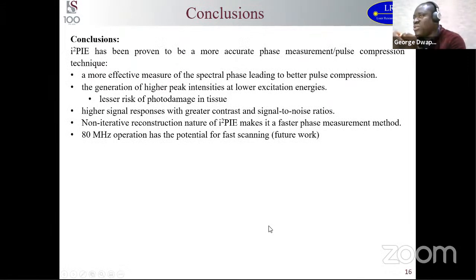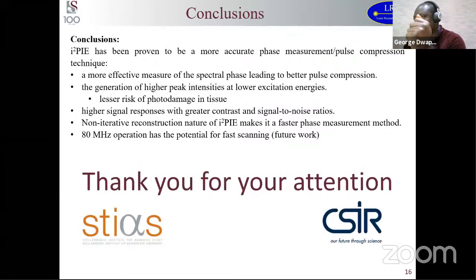So from this, you see that the I square pi improves the accuracy of the measurement and compression. It's effective. If you now have lower powers, you can have less photo damage in tissues, and you can get higher peak intensity at lower excitation energies. Greater contrast, greater signal to noise, meaning you have improved resolution, and the repetition rate of the laser makes it a potential application for faster scanning. So with that, thank you, and I'll be available to answer any questions that you have.